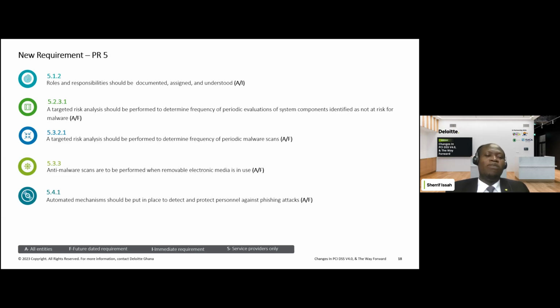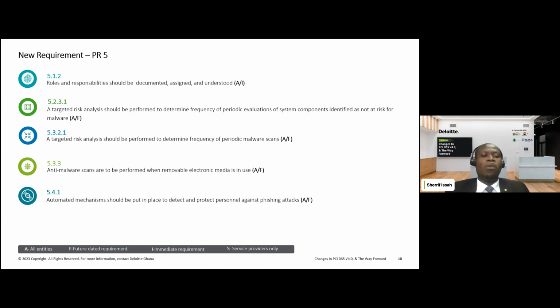Then move to section 5.3.3. It says that anti-malware scans are to be performed when removable electronic media is in use. So if you're using any removable electronic media, external hard drive, pen drive, memory drive, or memory stick, just mention them, there should be a need to scan such devices.